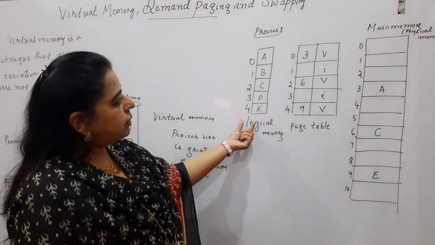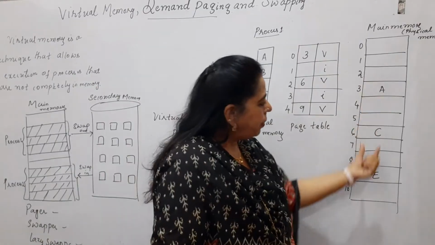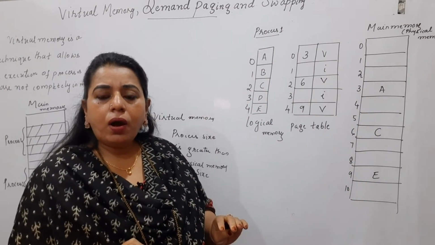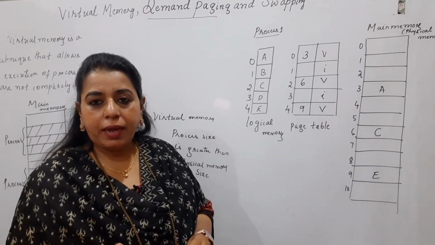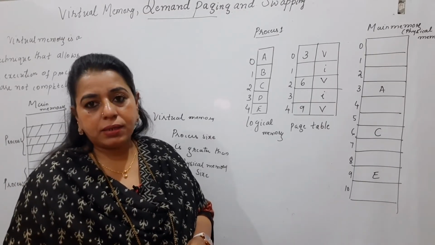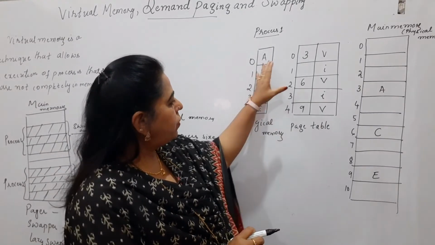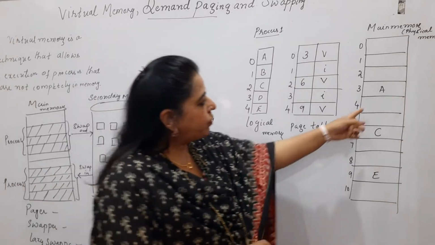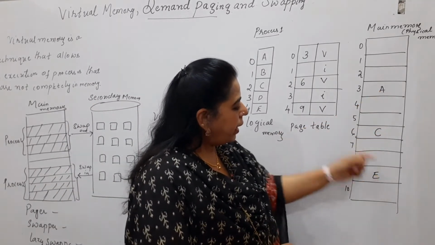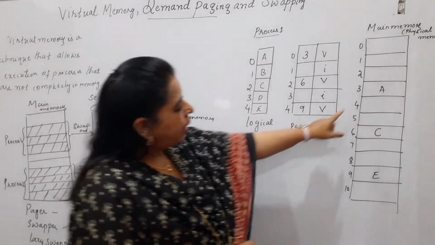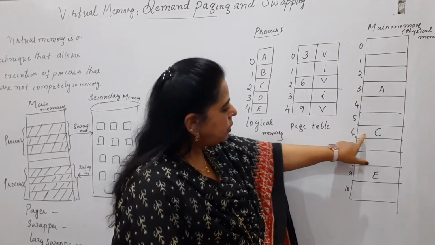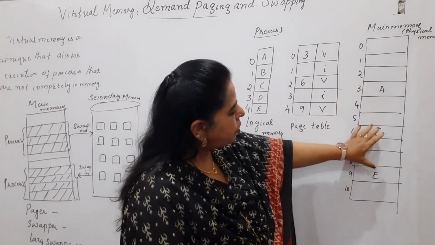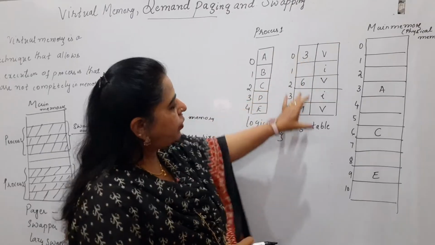Now these pages are brought into the main memory only on demand. See, the reason is not all the pages will be used by the CPU at a time. Only one after the other the CPU tries to access the pages of a process. So here I have shown out of the 5 pages, there are only 3 pages that are present in the main memory initially. So which are those pages? A, C and E. Now what will happen? A is present in frame number 3, C is present in frame number 6, E is present in frame number 9.